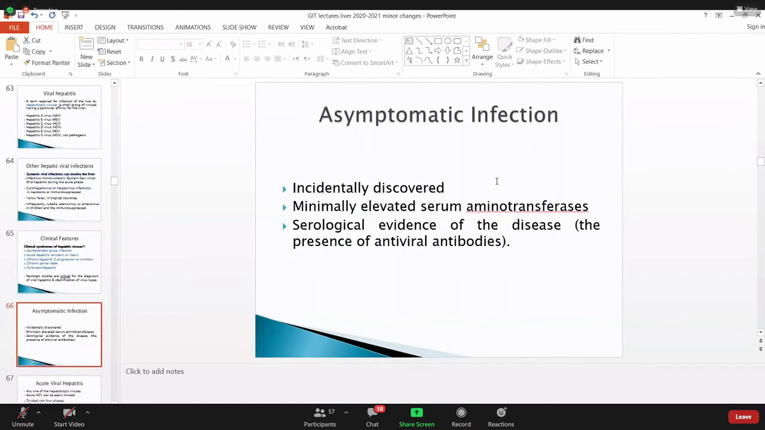Let's start with the first manifestation, which is asymptomatic infection. This is usually incidentally discovered. The patient has no manifestations of liver disease. It is incidentally discovered, presenting with minimally elevated serum aminotransferases. Okay. And serological evidence of the disease. When we do viral antibodies, the patient has positive antiviral antibodies.